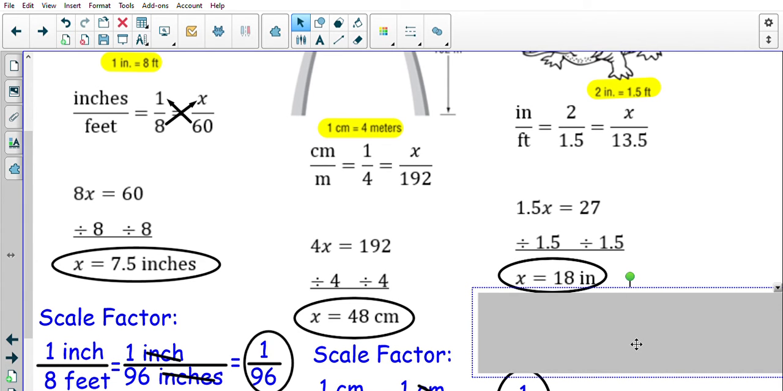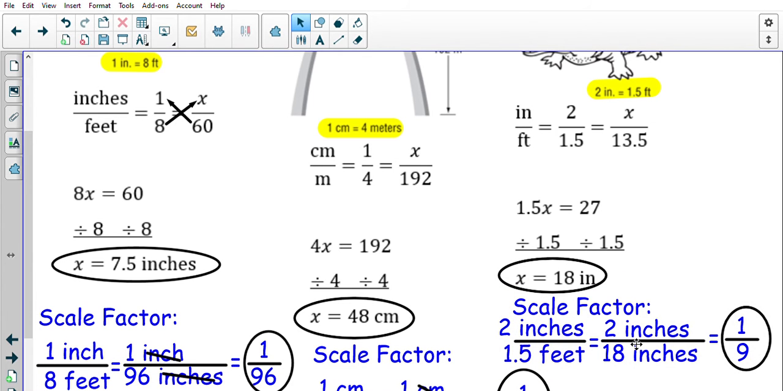For scale factor, we have 2 inches over 1.5 feet. 1.5 feet is 18 inches. 1.5 times 12 is 18. Now that we have the same unit of measure, 2/18 does reduce to 1/9. So it's just a little bit of an application of scale and scale factor to some more real life kind of problems.